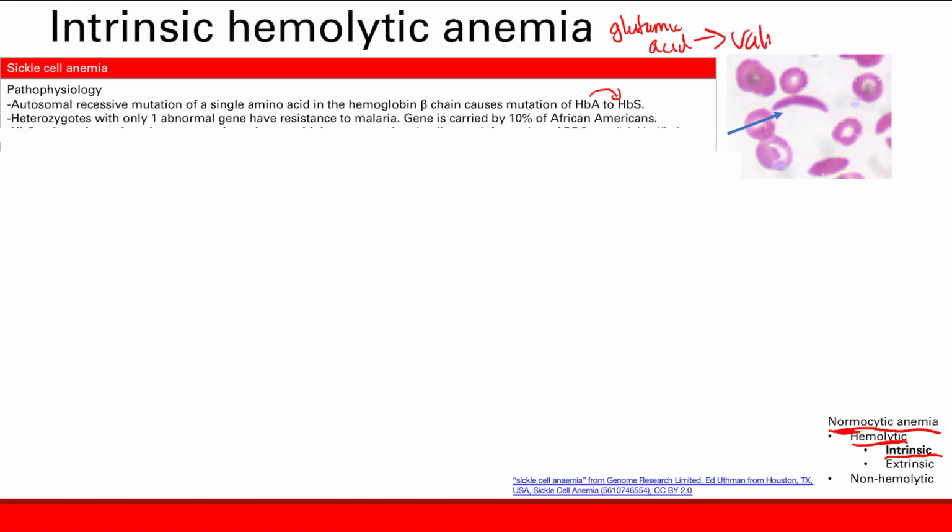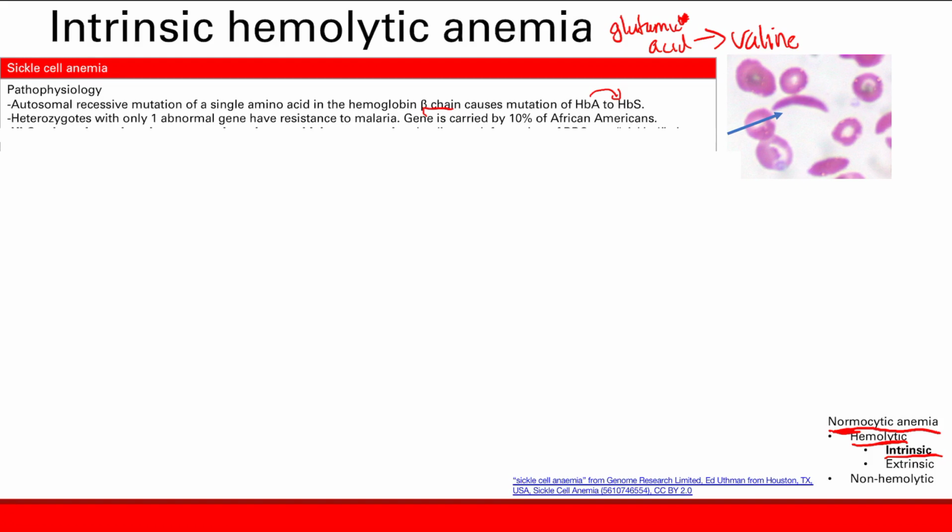to valine. So the big problem here is that glutamic acid is hydrophilic, valine is hydrophobic. So we just switched a hydrophilic amino acid in this beta chain to a hydrophobic amino acid, and that's going to mess up your structure a lot. And that's going to cause a lot of problems.